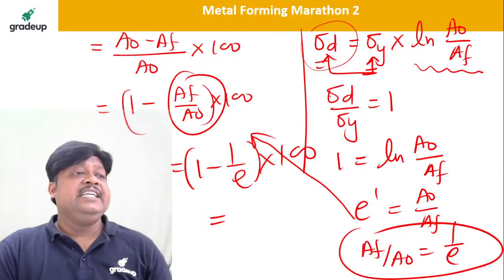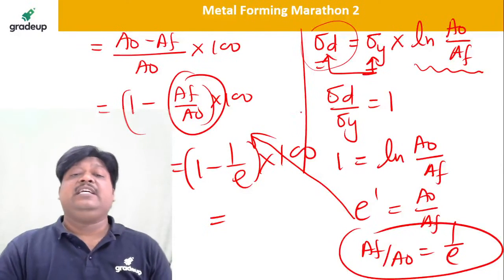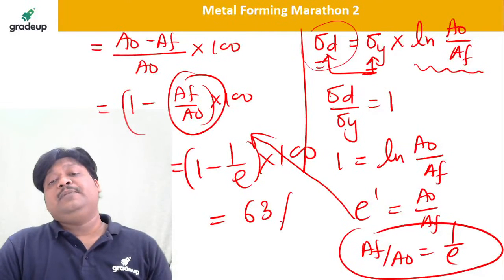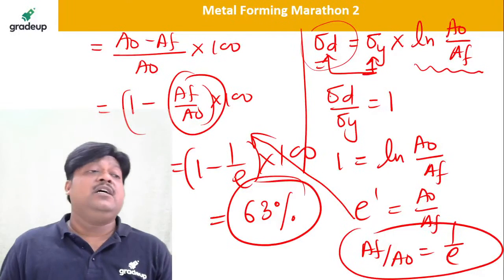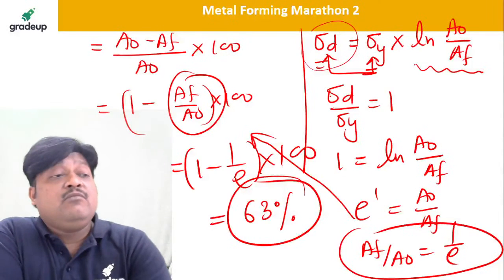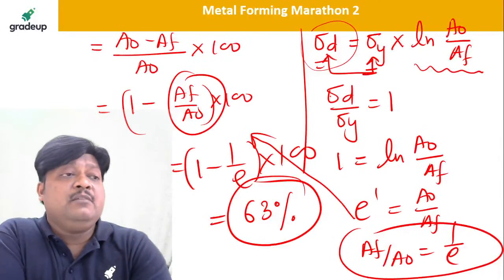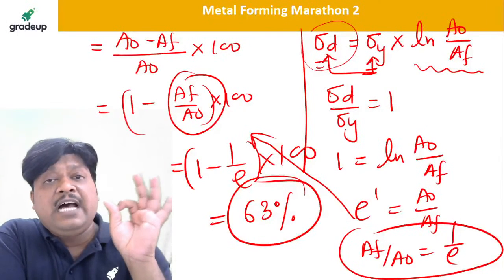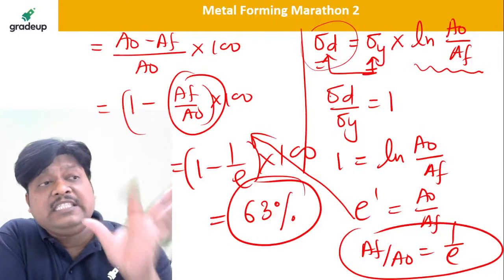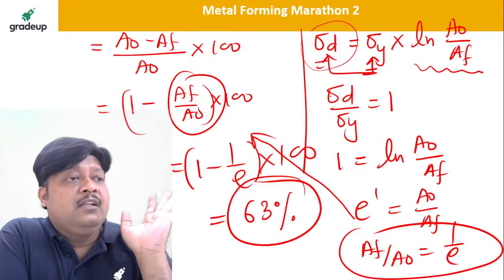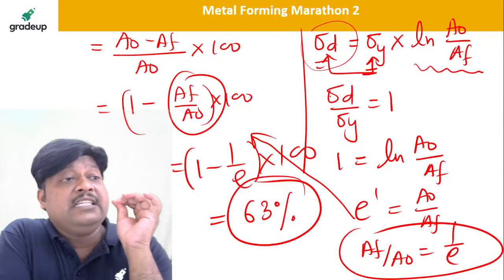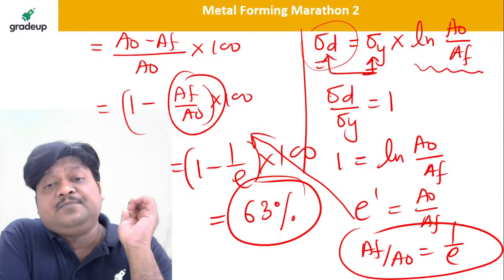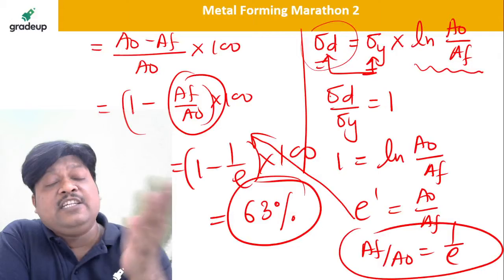Yes, 63%. Yes, dear students, please remember. In case of the wire drawing operation, if anybody asks you what is the maximum possible reduction in the ideal case of deformation, it is 63%. Yes, 63%. That is clear. Excellent.